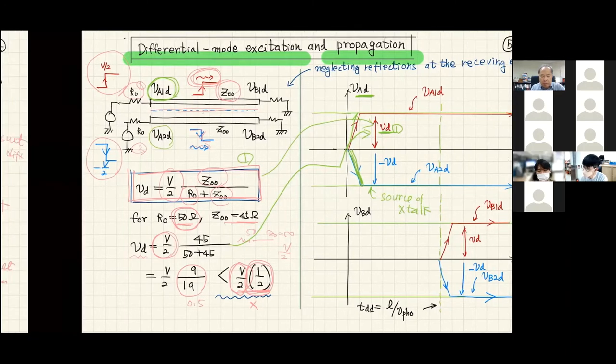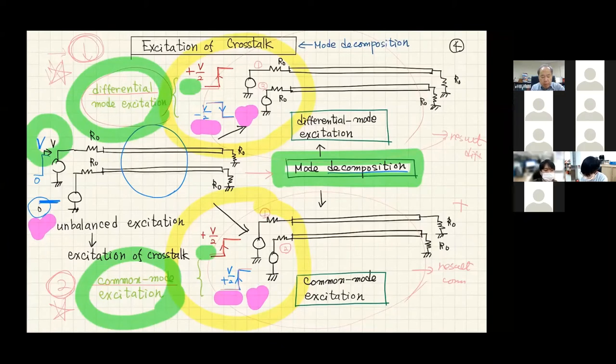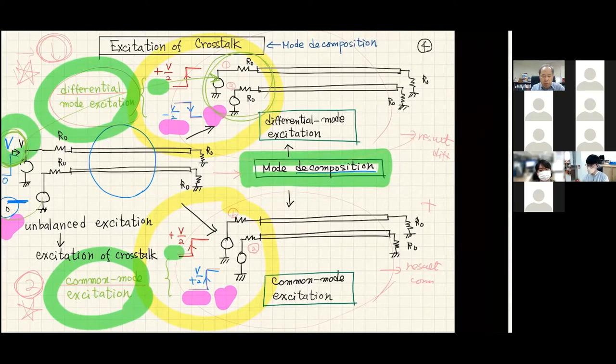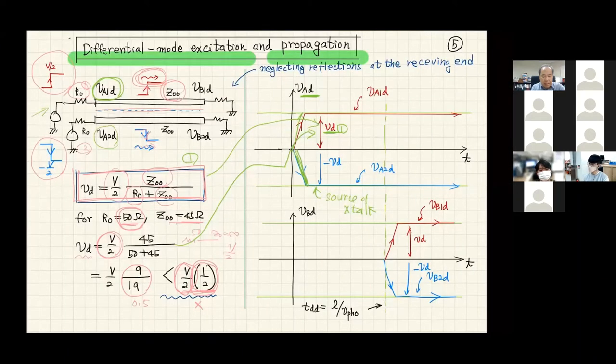Please remember that in the original problem, we are applying the step pulse VB on line one. But interestingly, it is going to generate the differential mode, because this situation has a differential element as well as a common mode element, because unintentionally we are generating the differential mode. Because the differential mode is excited, we're going to have a negative step pulse applied at the adjacent line. This is really the beginning problem of crosstalk. This is actually coming from differential mode excitation.